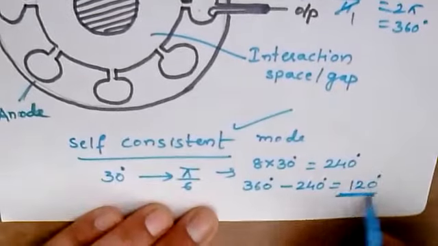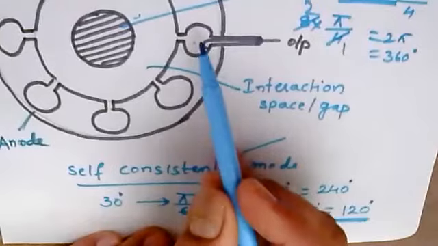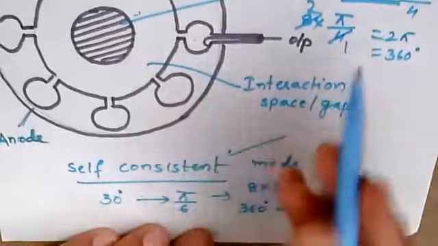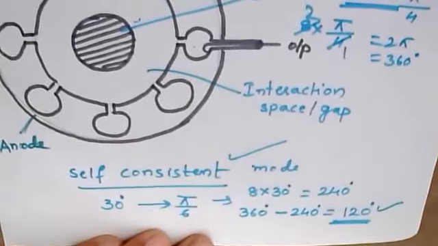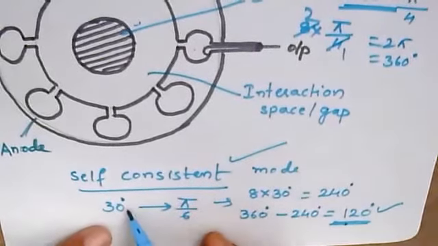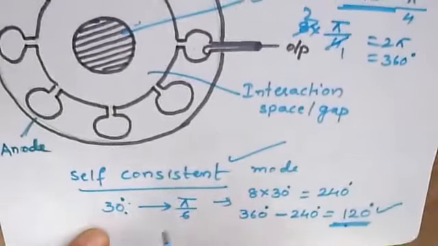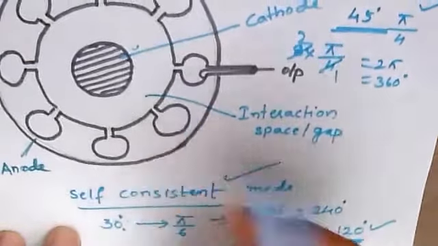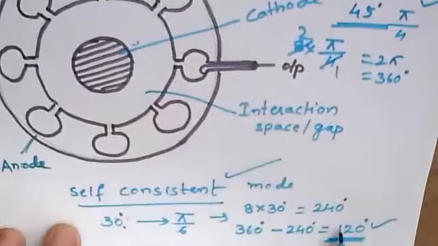So this value shows that the first cavity itself has a phase difference of 120 degrees. It has been phase shifted by itself by 120 degrees. So that is the meaning of having a 120 degrees phase shift. Whenever we take the phase difference between the cavities as 30 degrees, the cavities end up out of phase by themselves by 120 degrees.